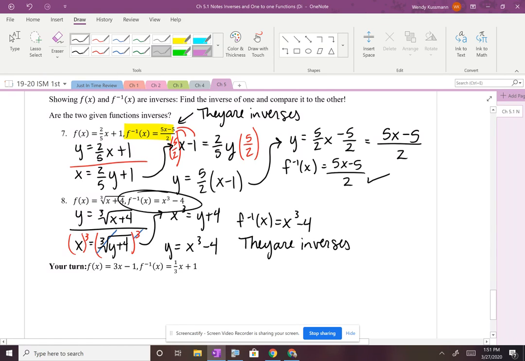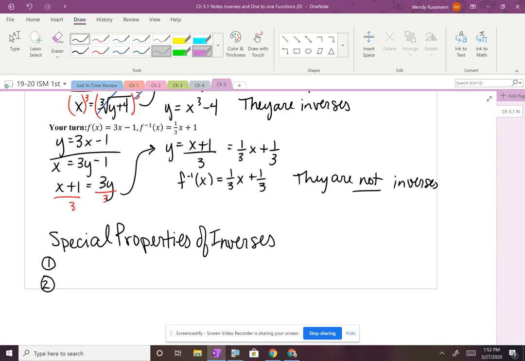Now it's your turn. Try the last one. Again, find the inverse of f of x. See if it matches what they give you. If it does, they're inverses. If it doesn't, they're not inverses. So you've seen on the last example that these are not inverses. The last portion did not match up here, so they're not inverses.